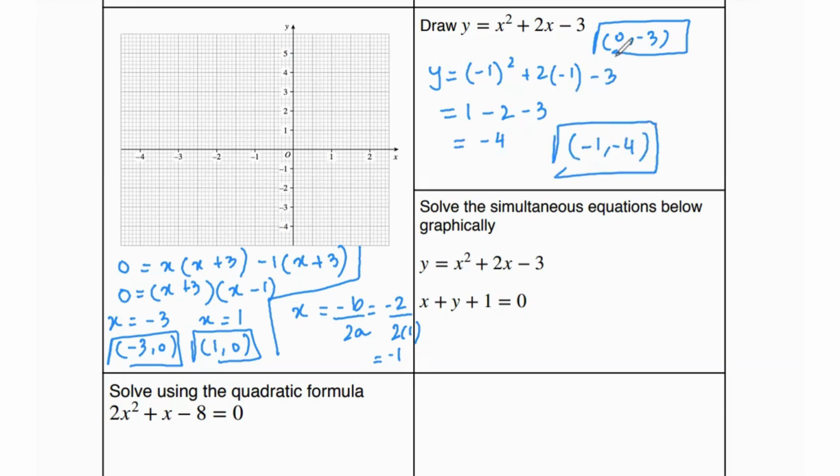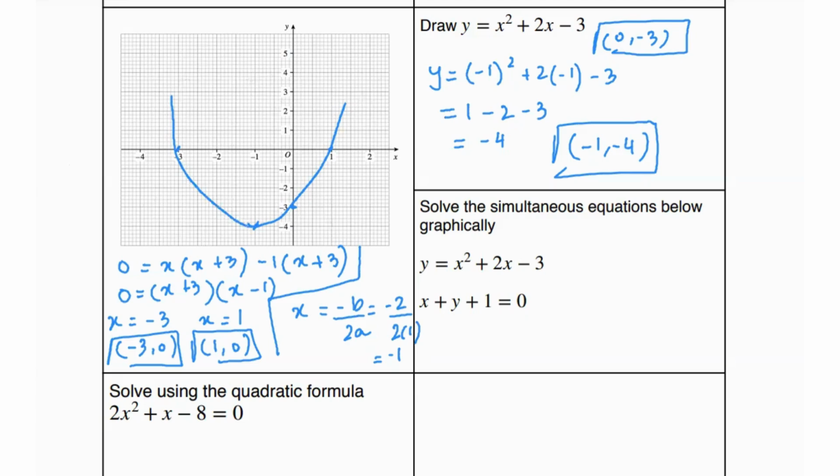So we have the turning point, the x-intercepts, and the y-intercept. So you can easily sketch these points. (0, -3) is over here. (-3, 0) is over here. (1, 0) is over here. And (-1, -4) is over here. So these are your main points. You can just connect them, and that will give you your quadratic curve. It's a little untidy because I'm doing it freehand. When you do it on paper, it's going to look better.